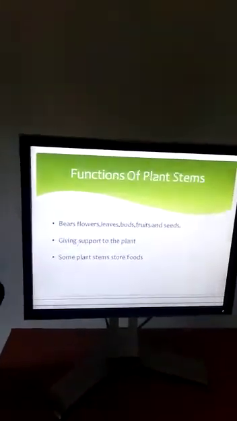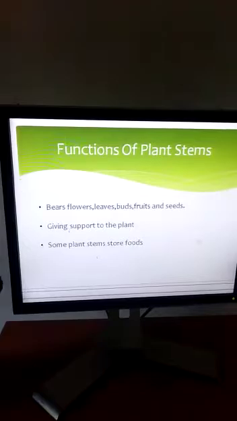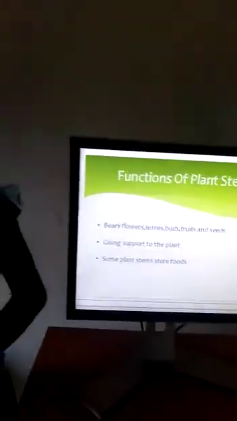Now we are going to talk about what are the functions of plant stems. There are many functions of plant stems. Some of them are bearing flowers, leaves, buds, fruits and seeds, and giving support to the plant. Some plant stems store food.